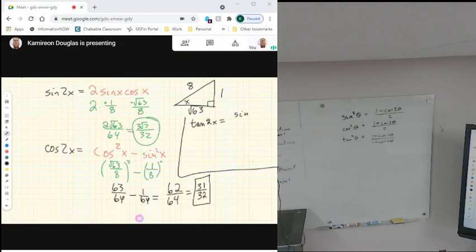So I'm going to write tangent of 2x is equal to sine of 2x over cosine of 2x. If I did part A and part B correctly, then I should have both of those numbers so I can plug them in and get the solution. This would be 3 square root 7 over 32 over 31 over 32. The 32's end up canceling, giving me the final solution, 3 square root 7 over 31. Done.